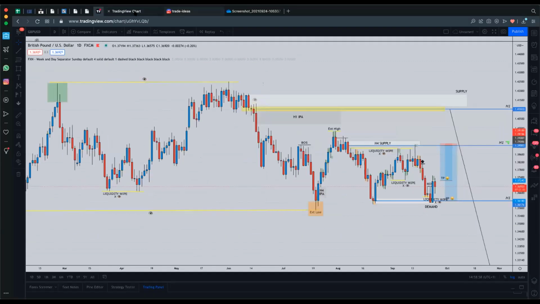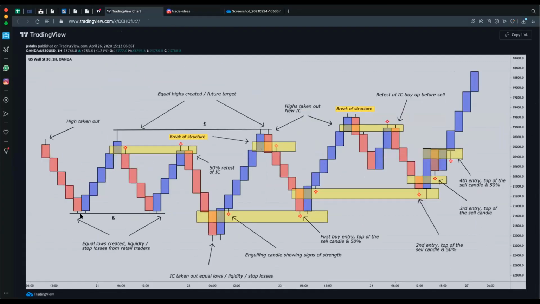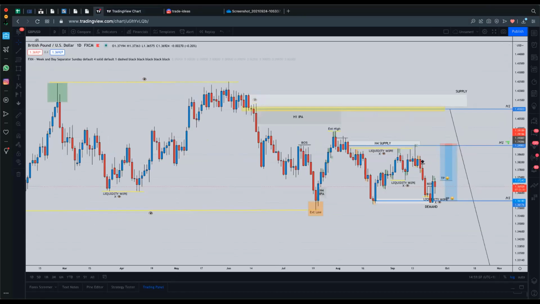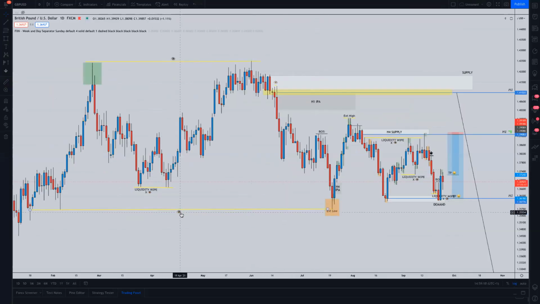If I just show you this picture again, it's just the same thing that's happening again. Okay, we create these lows here. Price is going to want to take it out and then make that move again. So we see this time and time again on our charts. So we know that's a target for the future, which is why this is here.